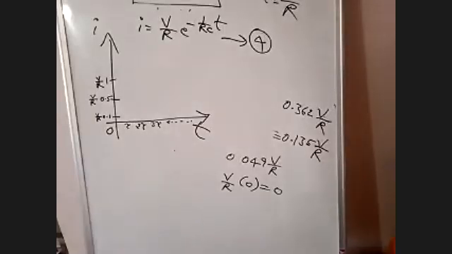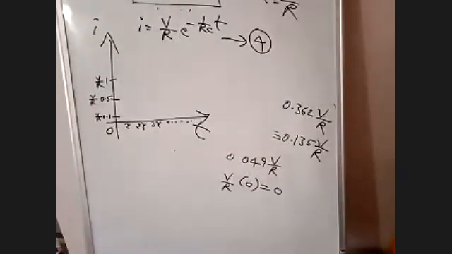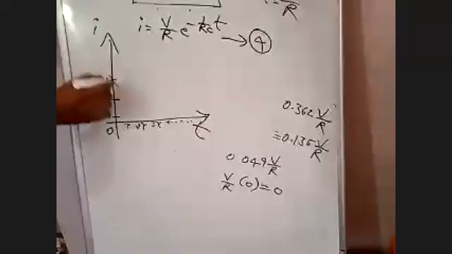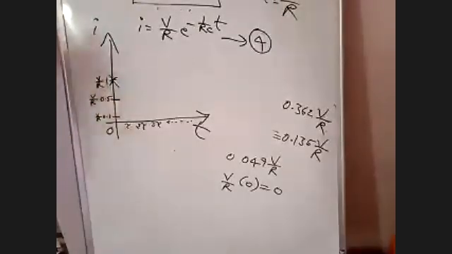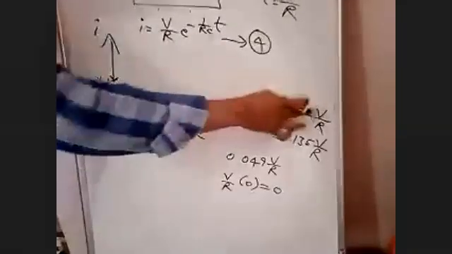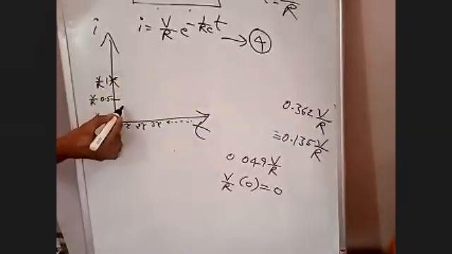Let us take 0.1 V by R, 0.5 V by R, 1 into V by R. At t is equal to 0, what is the value of current? V by R, 1 into V by R. This point. At t is equal to 0, your current is 1 into V by R. At t is equal to 1 time constant, it is 0.368.